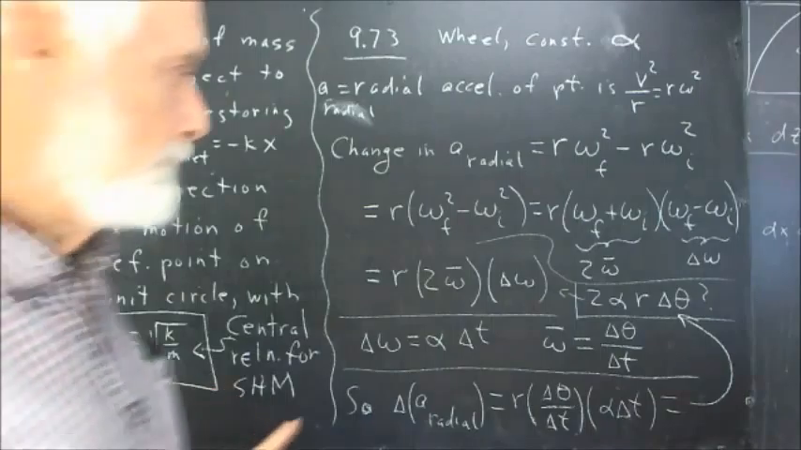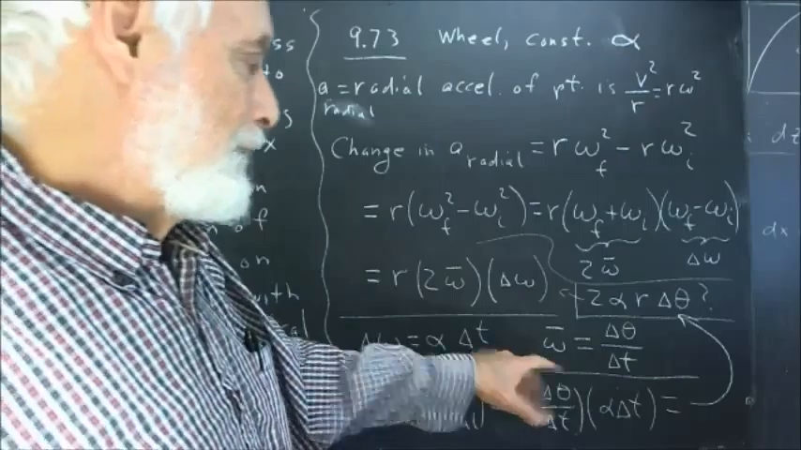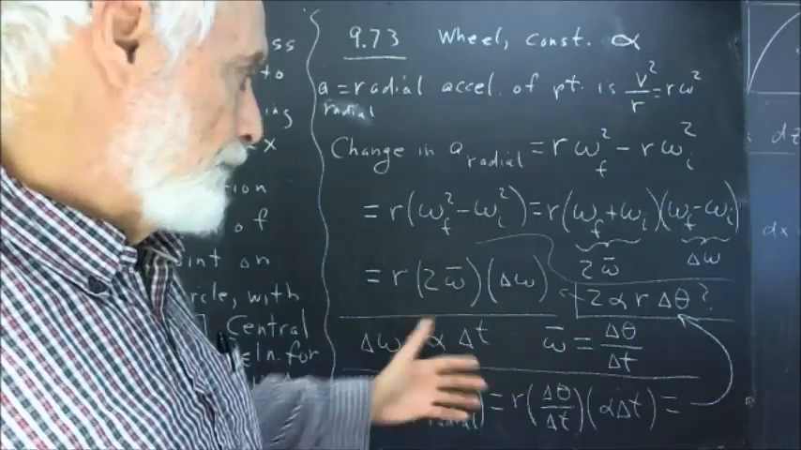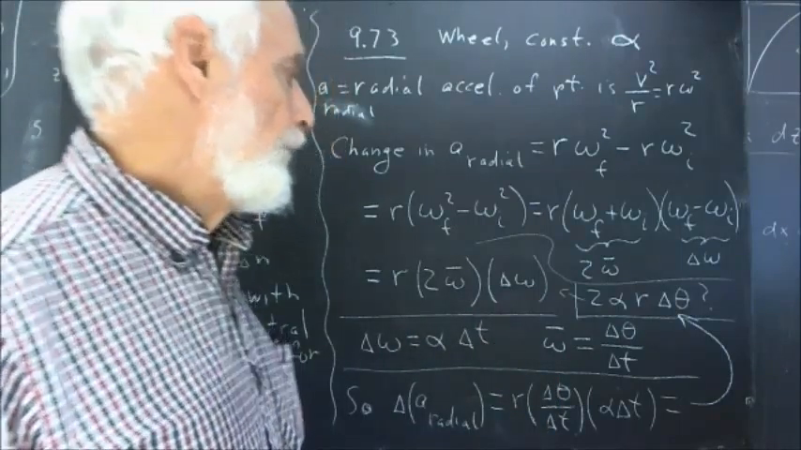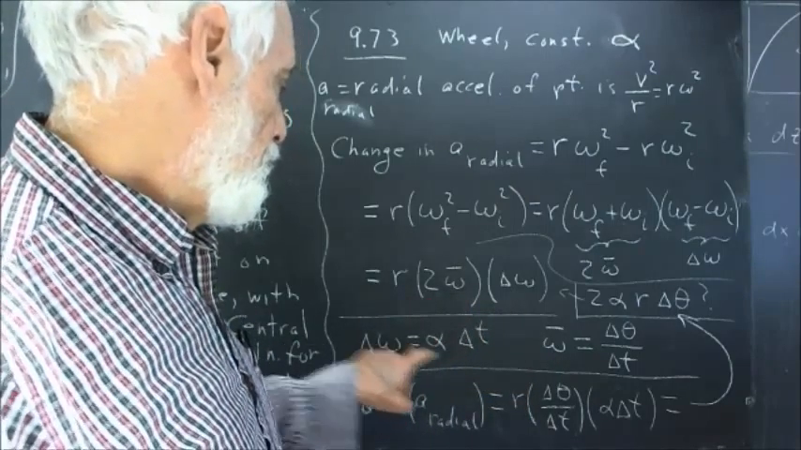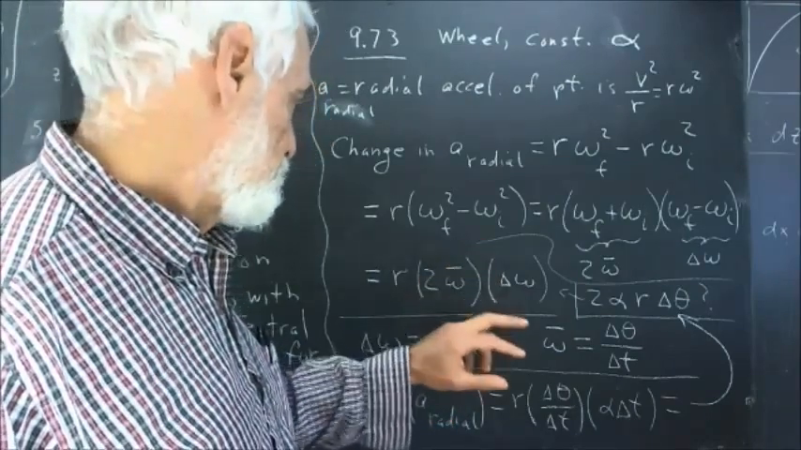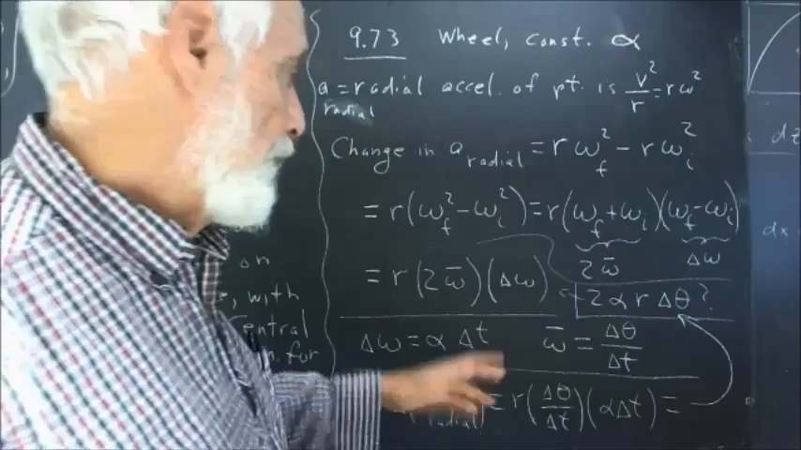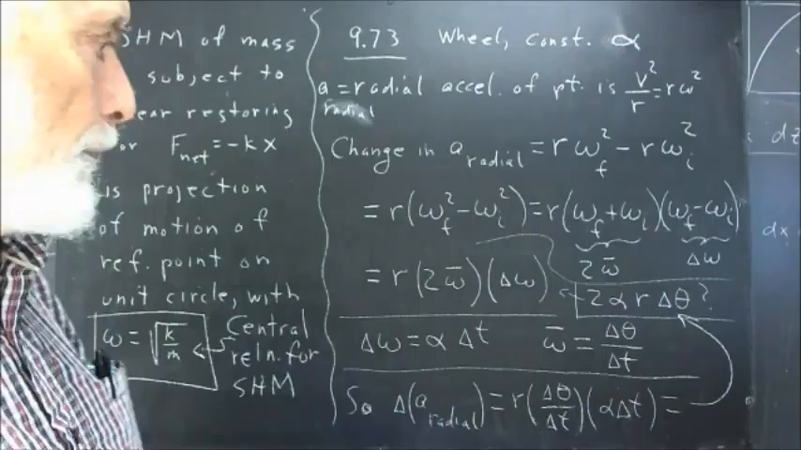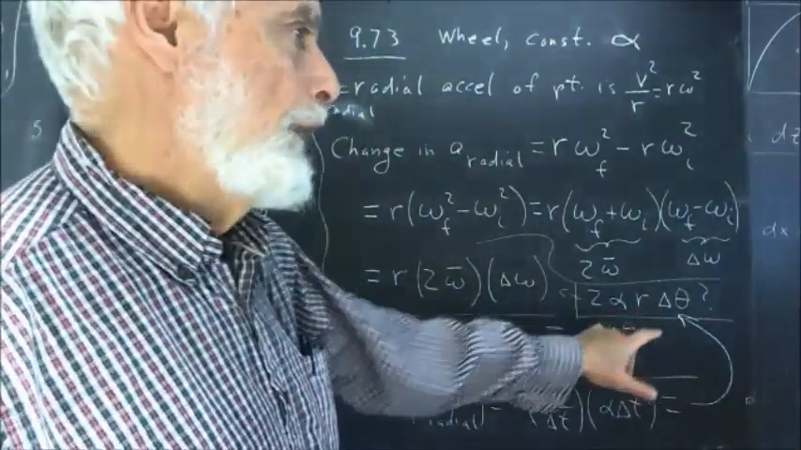Now, at this point, people started to see what's going on. I think somebody contributed to the chat with a comment that the delta t's are going to cancel out, which pretty much indicates to me that they see what's happening. If we substitute this for omega bar and this for delta omega, we're going to have a delta t here and a delta t in the denominator here. They divide out and leave us alpha and delta theta, so that this expression becomes this expression, and there we have it.